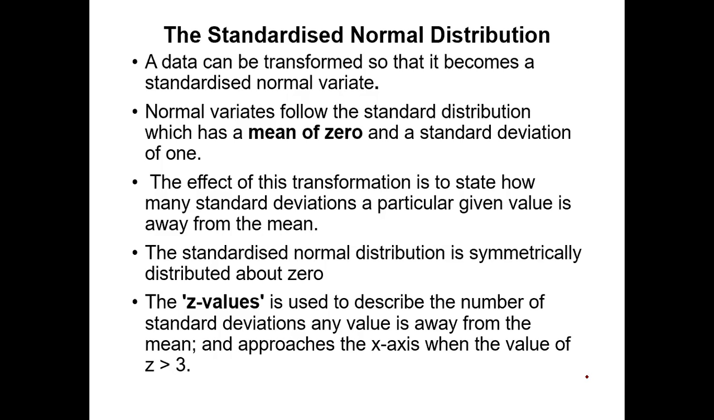The normalization of the values is what we simply refer to as the z values. So the z value is just a normalized value, and it describes the number of standard deviations any value is away from the mean. So for instance, if your z value is, let's say, 5, it means that the value in question is 5 standard deviations away from the mean.